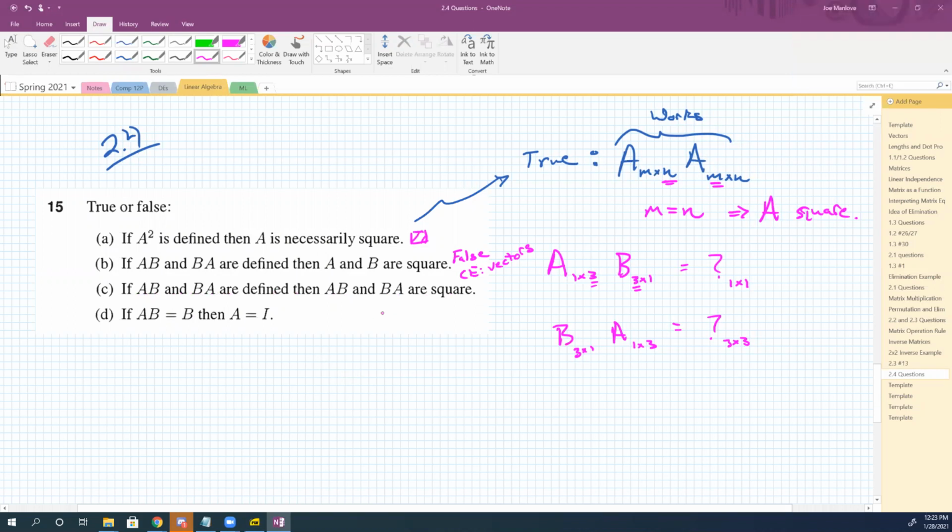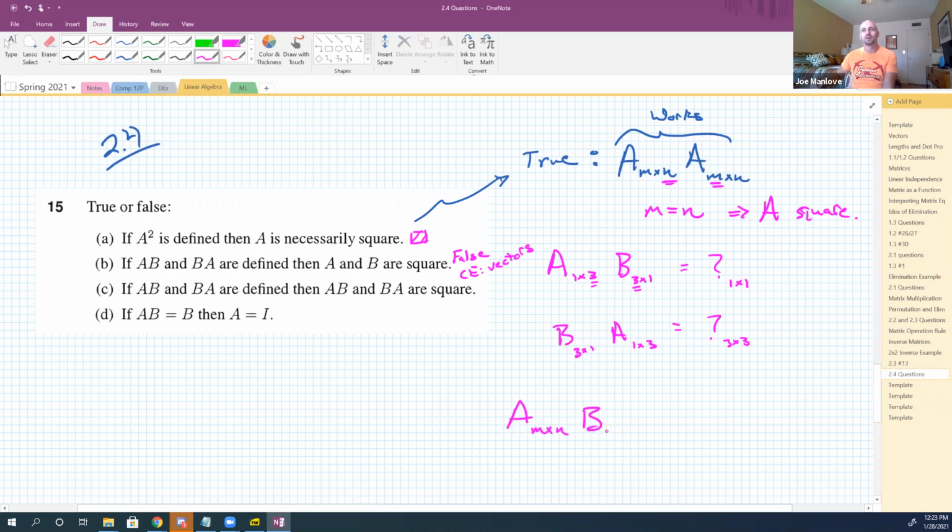I was thinking yes on this one. Yeah, that one feels true, right? Yep. So if AB is defined, so if I've got A m by n and B, I don't know, I need new letters. Not y by z, I guess.